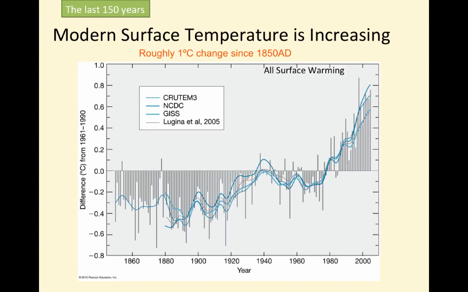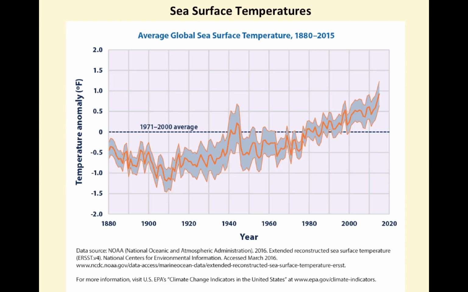We've also seen the modern surface temperature increasing over time since the Industrial Revolution, increasing from 1850 until present by about 1 degree Celsius, which doesn't seem like a lot, but in a global average, that is a lot. And there's certain regions in the globe that have warmed much more, specifically the Arctic regions. Sea surface temperatures have also been on the rise. They've been going up quite a bit, pretty much globally.